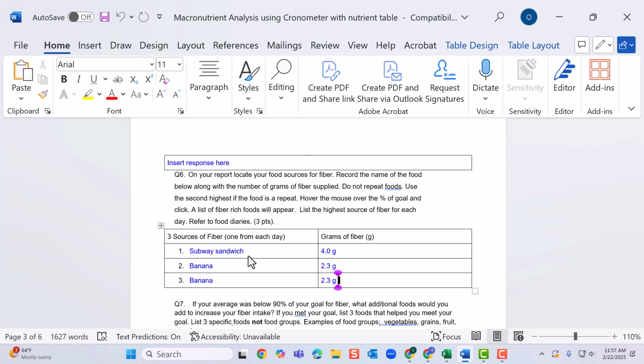Then list your second highest. Okay? So do not repeat foods. So I'm going to say, no, this is wrong. I would then go to my third or second highest food for day 3 and then type it in here.